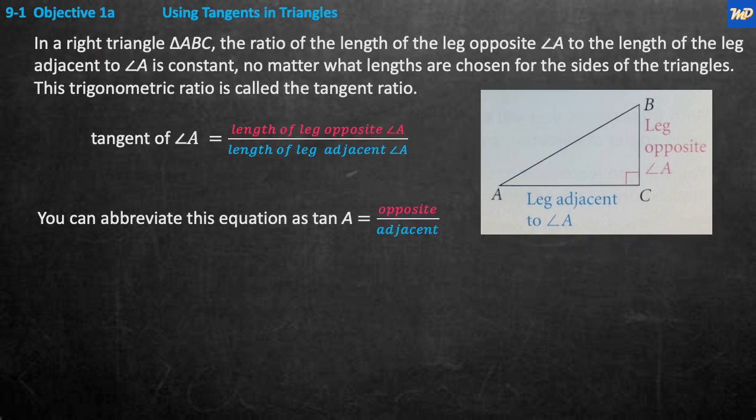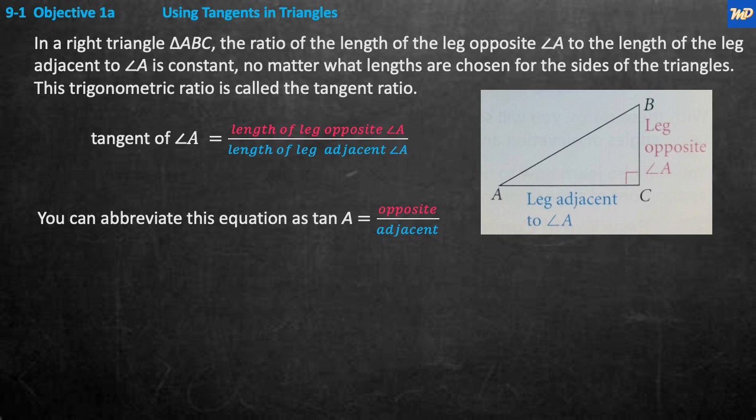Okay, objective 1A, using tangents and triangles. So as we just read in the definition, this is where the definition came from. In a right triangle, this one here, ABC, the ratio of the length of the leg opposite angle A to the length of the leg adjacent to angle A, no matter what the lengths are chosen for the sides of the triangles, is constant. This trigonometric ratio is called the tangent ratio. So as I said before, the tangent of angle A is the length of the opposite leg divided by the length of the adjacent leg.